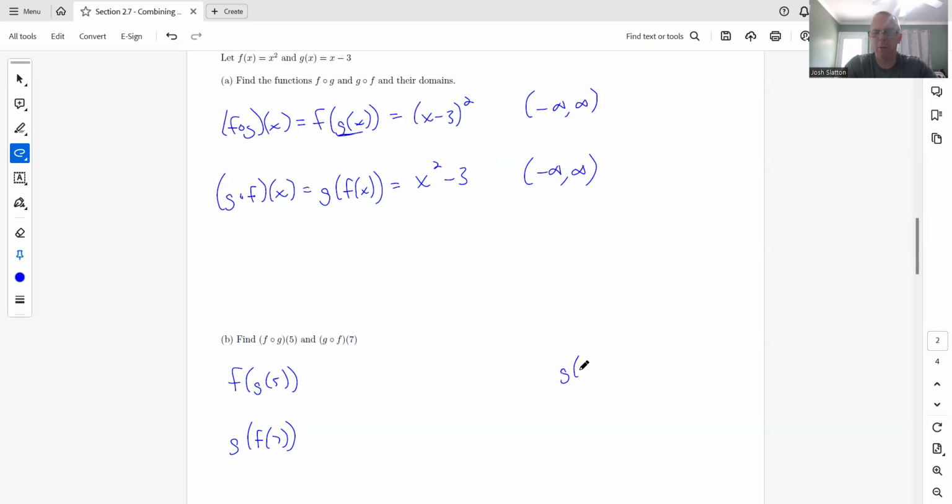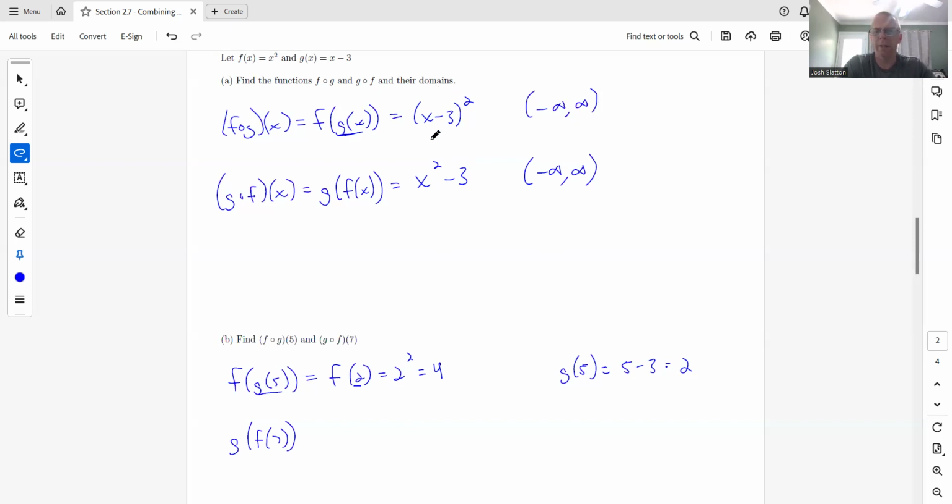We'll write this over here, g of 5. Plug in 5, we get 5 minus 3, and that is going to be 2. So f of g of 5 becomes f of 2. All right, so g of 5 equals 2, and now we're going to plug 2 in for f. And so that is 2 squared, which of course is 4. And you can see here, if we plug in 5, we get 5 minus 3, which is 2 right there, and then 2 squared is 4.